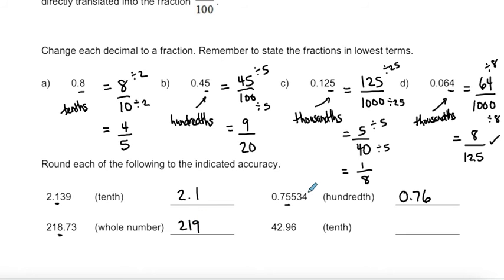So 219. And lastly, to the nearest tenth, I look to the right, and that's a 6, so I have to round this 9 up to a 10. But when I do that, I have to add 1 to my ones position, so this becomes 43.0. You can choose to write the 0 because it's being asked to round to the nearest tenth, or you could just write it as 43.